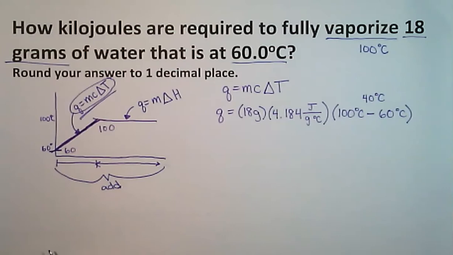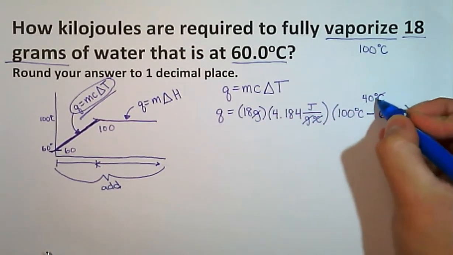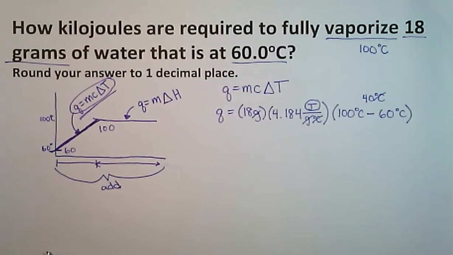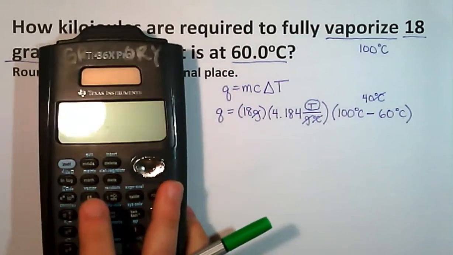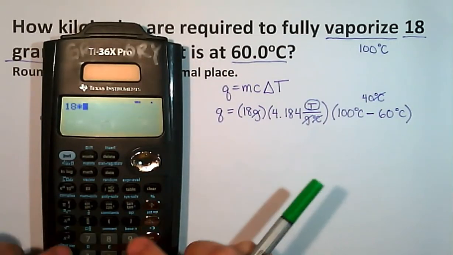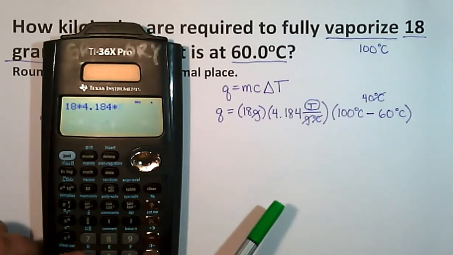If I look at my units canceling out, I notice I have grams canceling, degrees Celsius canceling, so I'm just going to be left with joules when I solve for my value of Q. And that does make sense. So let's do this. 18 times 4.184 times 40.